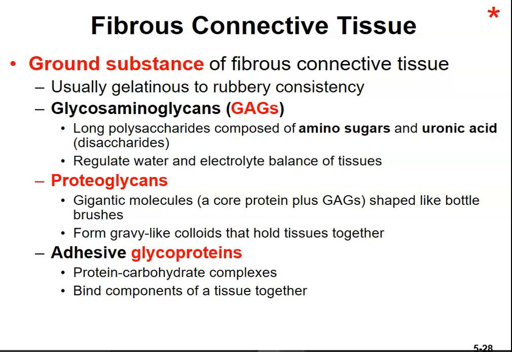Ground substances in the fibrous connective tissue are really made by glycoproteins. So it's a compound of protein linked with some sugar components. There are 3 major types of ground substance here. The glycosaminoglycans, which is named GAG, proteoglycans, and glycoproteins. Those are the 3 major types of ground substances in the connective tissue.